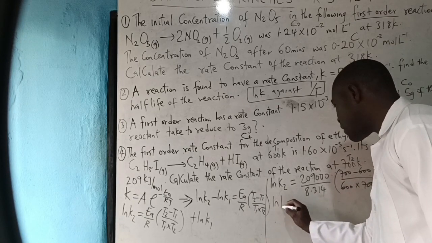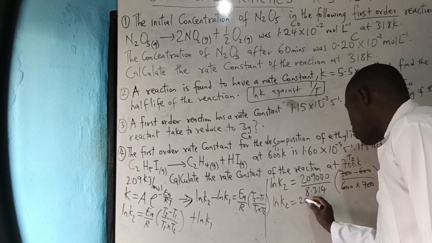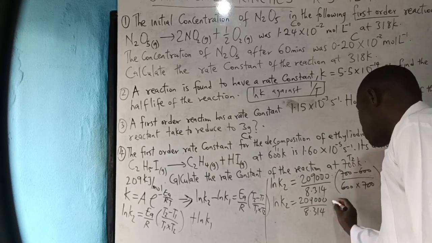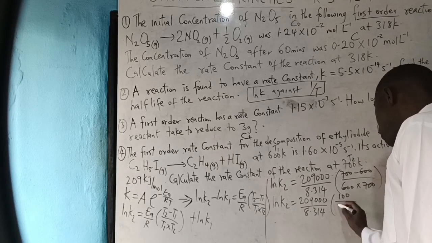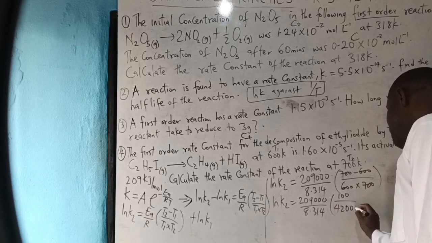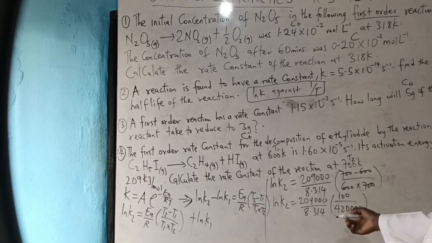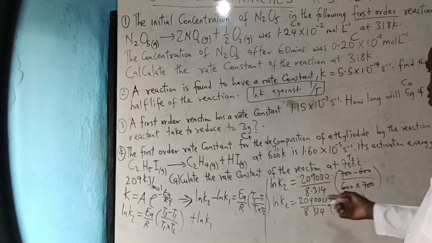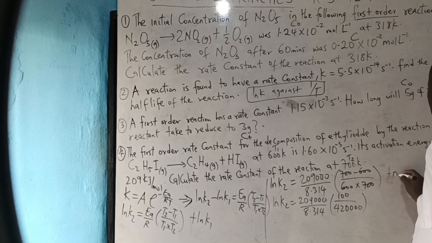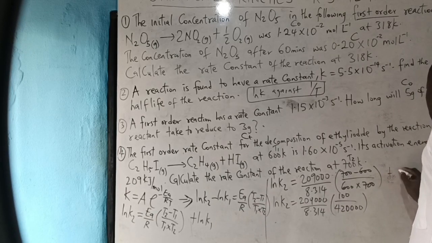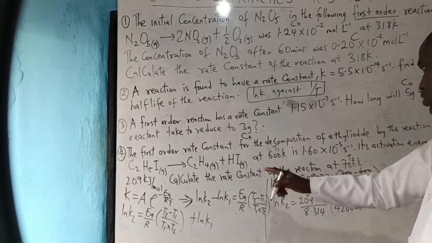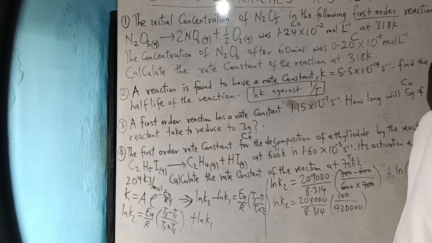So ln k2 will be equal to 209,000 all over 8.314 bracket 100 all over 420,000. This will require you making use of a calculator. Then plus ln k1. What is your k1? Your k1 is 1.6 times 10 raised to the power of minus 5.